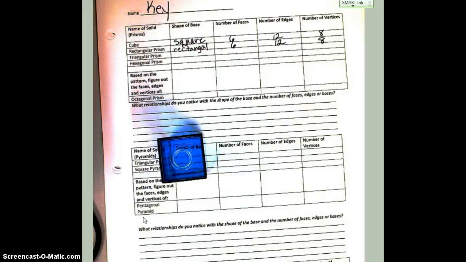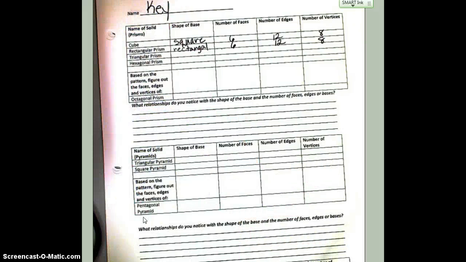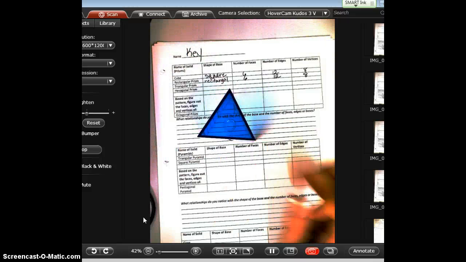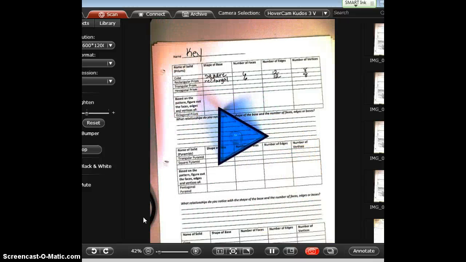Now we're going to take a triangular prism. Remember, prisms have to have 2 bases, no points. Points are pyramids. So we've got our triangular prism here.